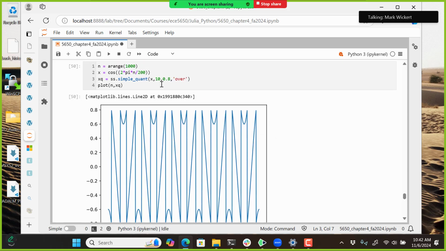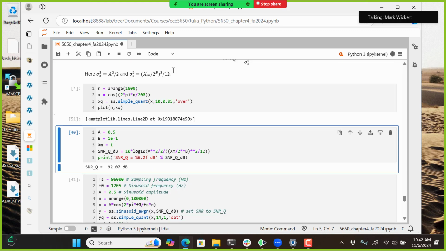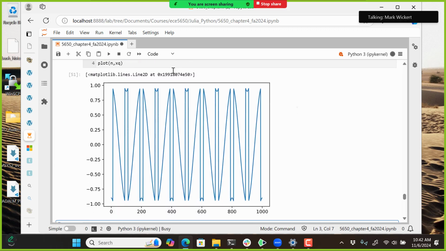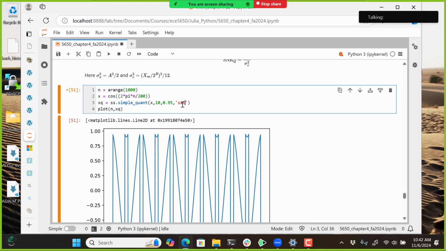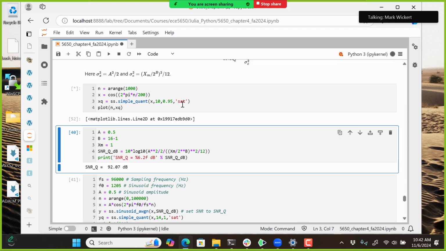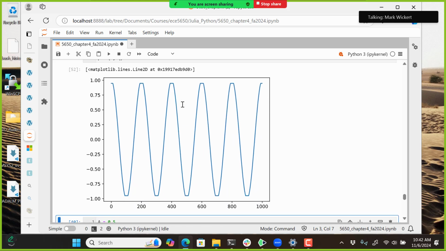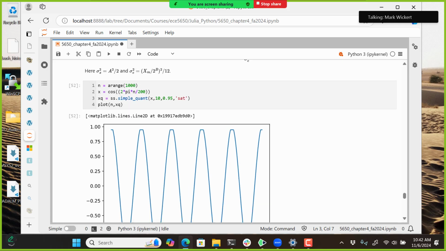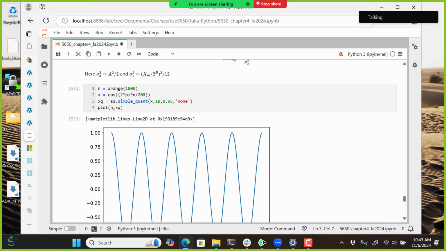Whereas if I was to just set it at saturation, it's going to clip, which isn't nearly as chaotic as the overflow is. And if I put in, I guess it's none, it just merely goes about its way and says, well, I'm just going to let it go through. Okay, a lot to be thinking about here.